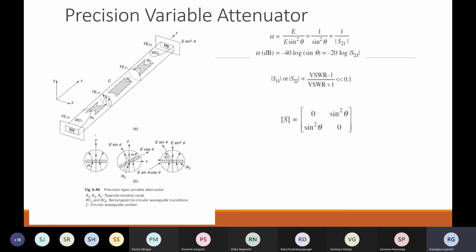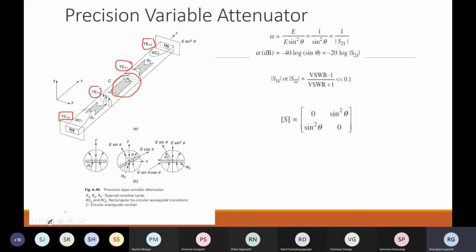So here what we can observe is that there is a transition from rectangular to circular, that is RC1 and RC2. They represent the rectangular to circular transitions. In rectangular mode, in waveguides, we will be operating at TE10 mode. But when you move to the circular, it turns out to be TE11 mode which will be operating. And here the main attenuation element is R2, the resistive element which is present over here.